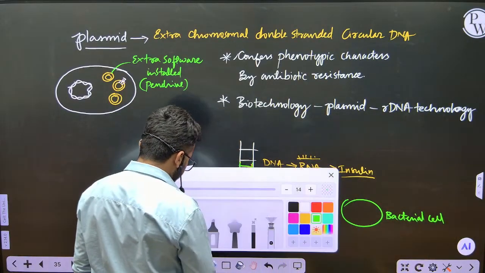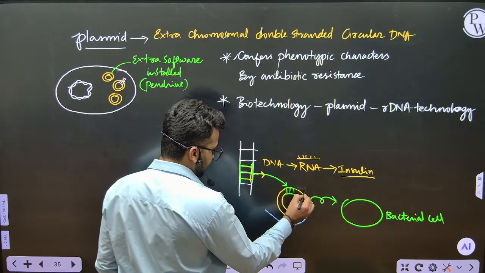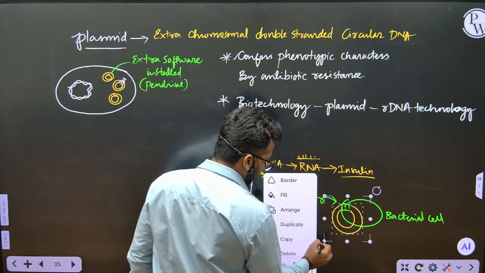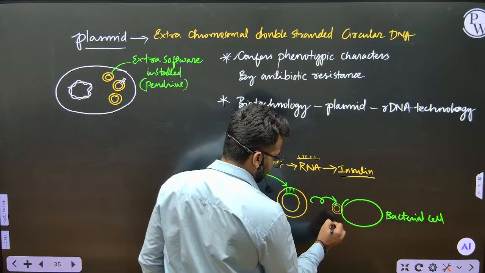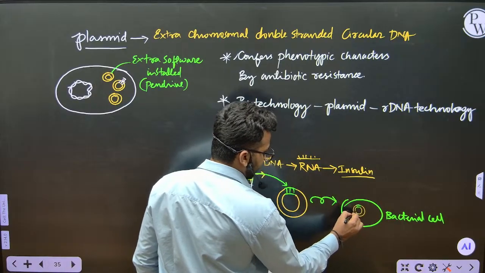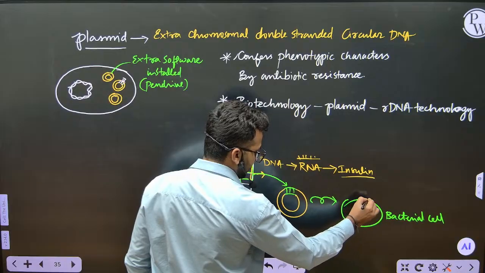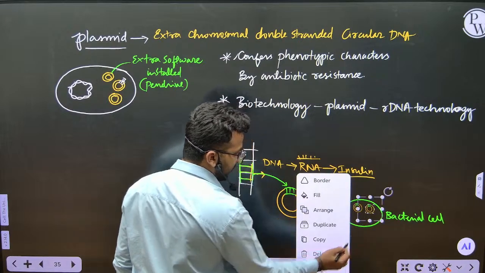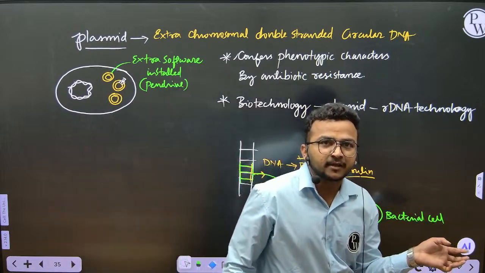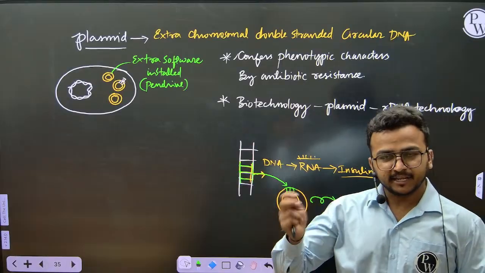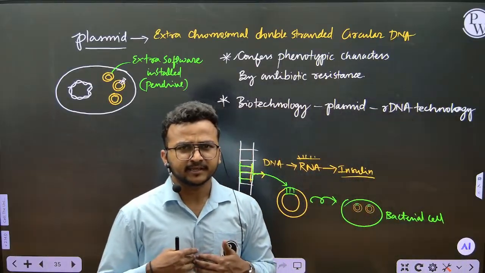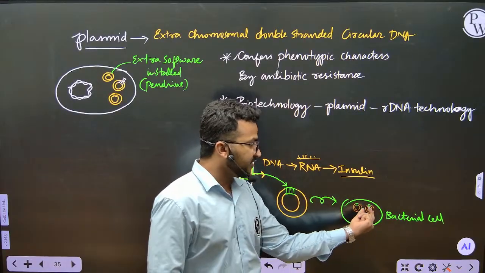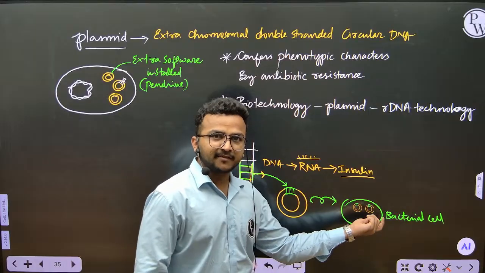So when this plasmid is introduced in the bacterial cell, they will replicate, in the sense that another plasmid is formed. The bacteria does not know that it is a foreign DNA. Bacteria will think that it is its own DNA, then it will replicate the same one. Replicate means creating the same copy of this plasmid.